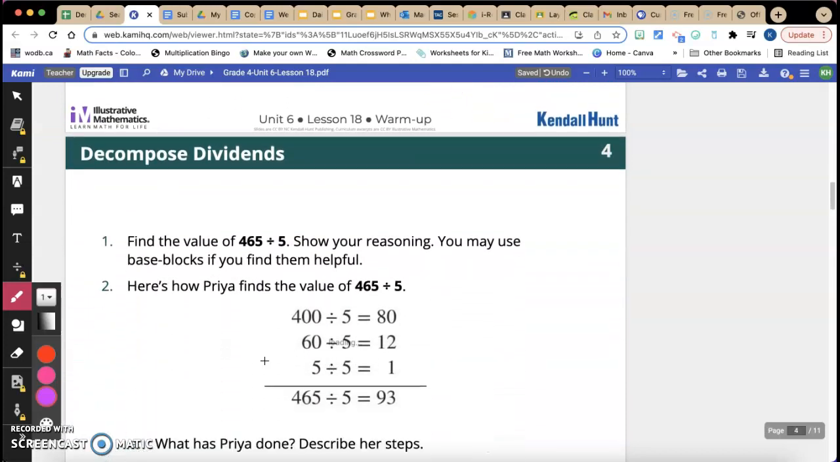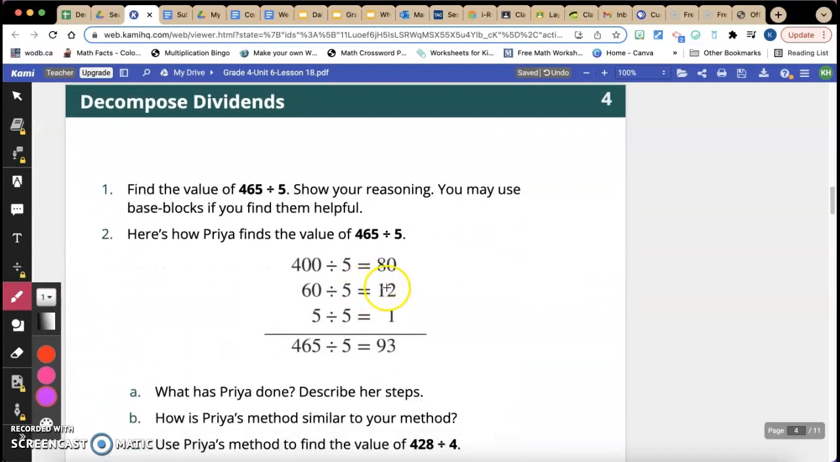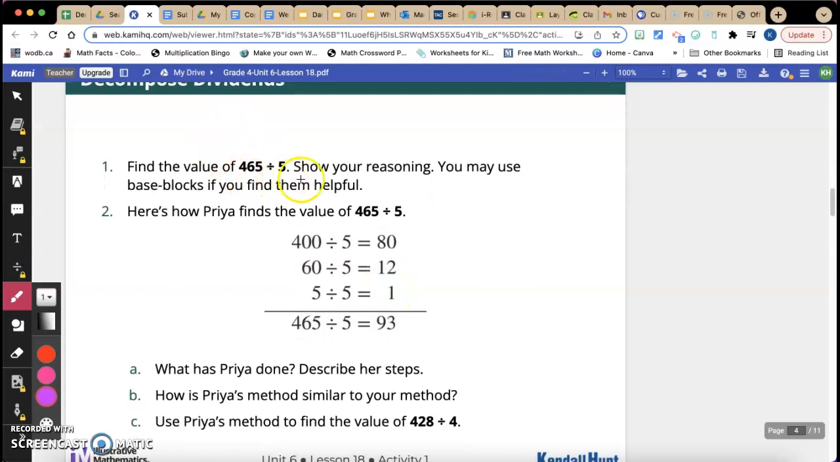All right, so now we're going to look at this. Find the value of 465 divided by 5. Show your reasoning. You may use base blocks if you find them helpful. Here's how Priya finds the value of 465 divided by 5.